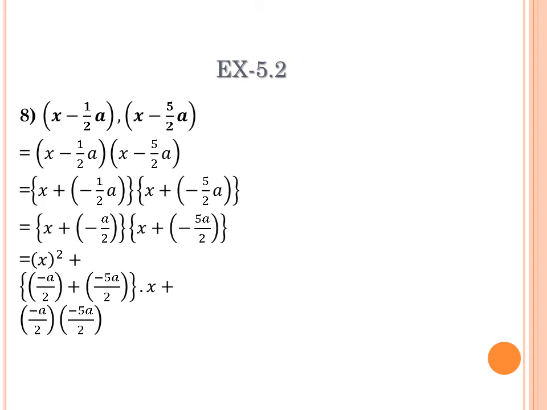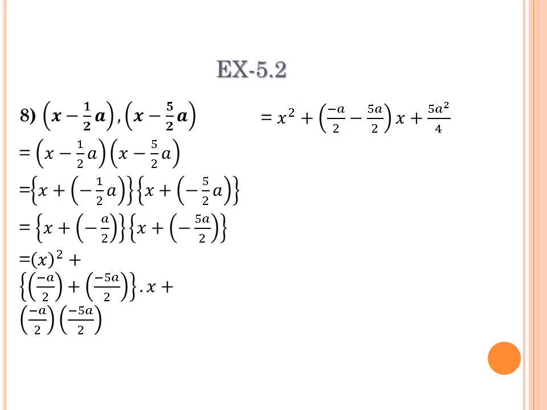A means minus a by 2, b means minus 5a by 2. So the formula will be like this: x square plus (minus a by 2 plus minus 5a by 2) into x, and the product of minus a by 2 and minus 5a by 2. That means x square plus (a + b) into x plus ab.